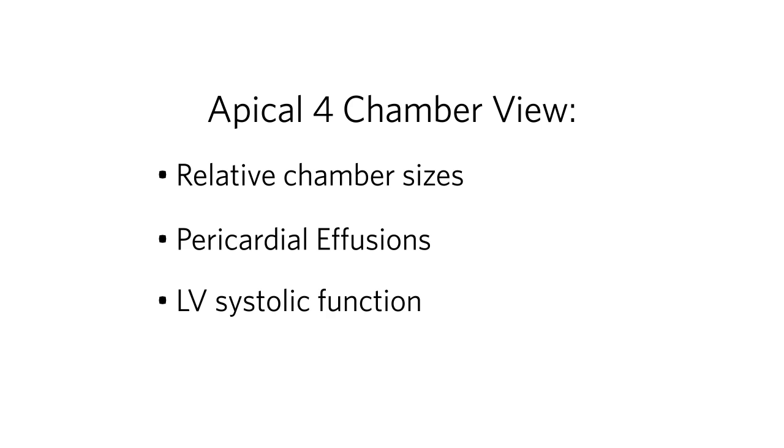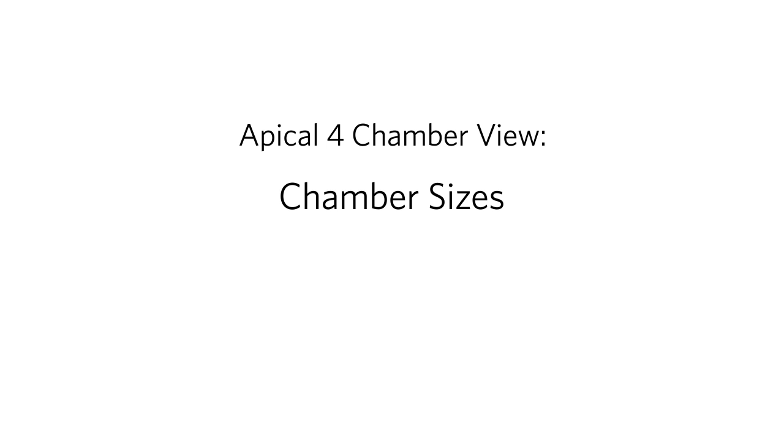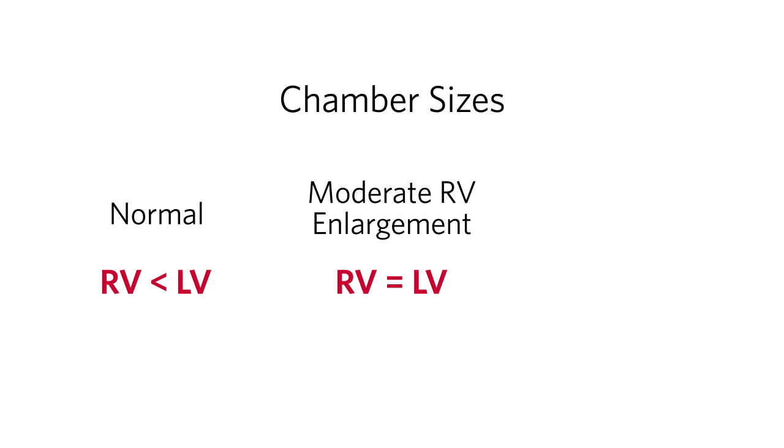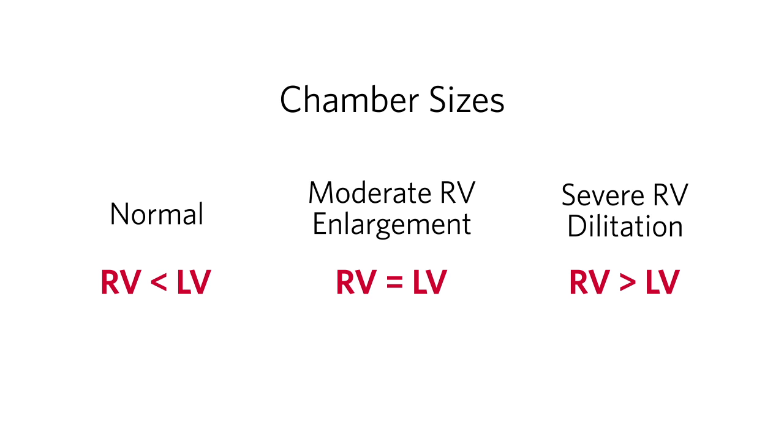The apical four-chamber view is the ideal view to assess relative chamber sizes and can also demonstrate pericardial effusions and LV systolic function. The right ventricle is normally about 2/3 the size of the left ventricle. Moderate RV enlargement is suggested when the two ventricles are the same size. An RV that is clearly larger than the LV is suggestive of RV dilatation.